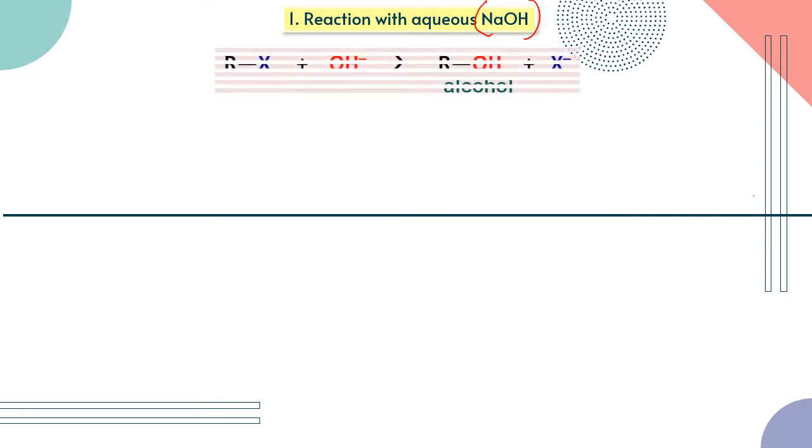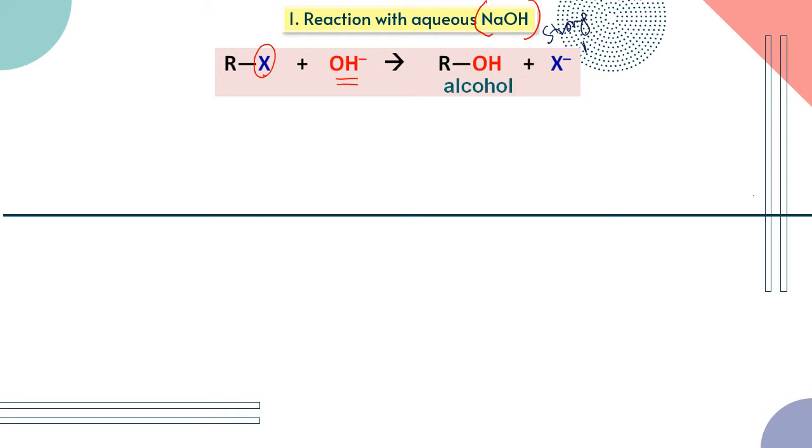So, this is the reaction. RX plus OH. Over here, sodium hydroxide, the nucleophile that substitutes the halogen is actually the OH minus. So, OH minus over here is your strong nucleophile. The product that you will get is alcohol, and the leaving group will always be your halogen.